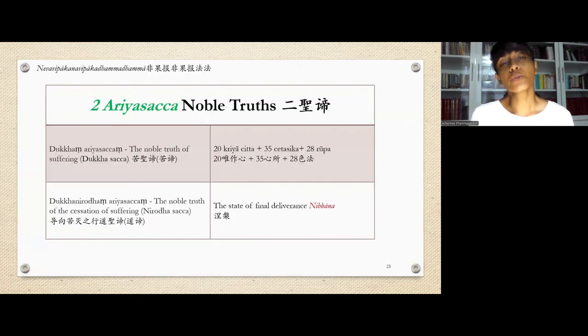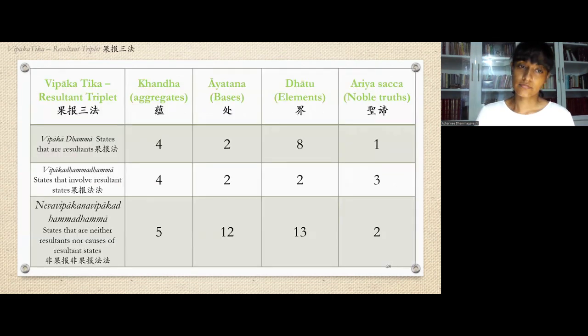So finally we come to the ariya sacca, the noble truths. This is very easy because we have 20 Kriya Chitta, 35 Cetasika, 28 Rupa and Nibbana. All of the mundane things, the 20 Kriya Chitta, the 35 Cetasika and the 28 Rupa are dukkha sacca. And Nibbana is classified under Nirodha sacca. So we get 2 ariya sacca. This is a summary table giving the different number of khandha, āyatana, dhātu and ariya sacca that you get under the 3 terms.